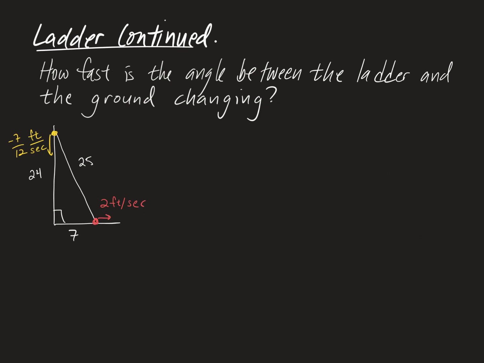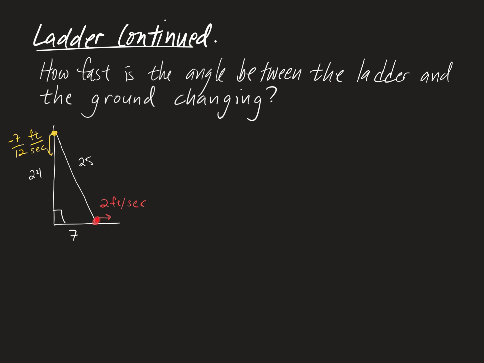As an extension to the ladder problem, we can look at some trigonometry of it. Since it is a right triangle, right after Pythagorean theorem, I start thinking of sines, cosines, tangents, etc. So here's the question: how fast is the angle between the ladder and the ground changing? And in this scenario, we are keeping everything the same from the last scenario.